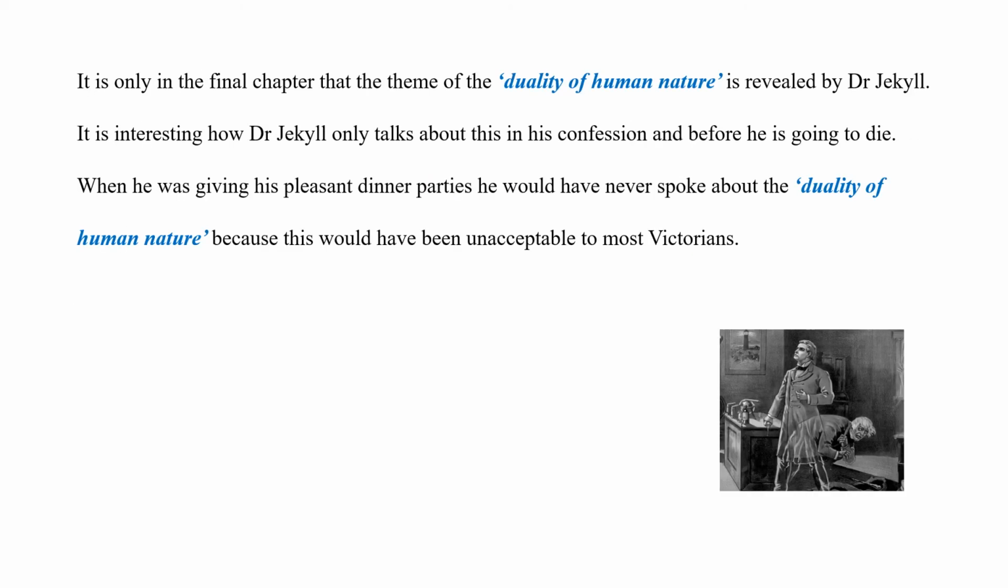It is only in the final chapter that the theme of the duality of human nature is revealed by Dr. Jekyll. It is interesting how Dr. Jekyll only talks about this in his confession and before he is going to die. When he was giving his pleasant dinner parties, he would have never spoken about the duality of human nature because this would have been unacceptable to most Victorians.